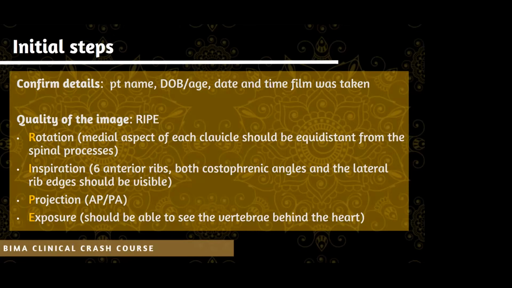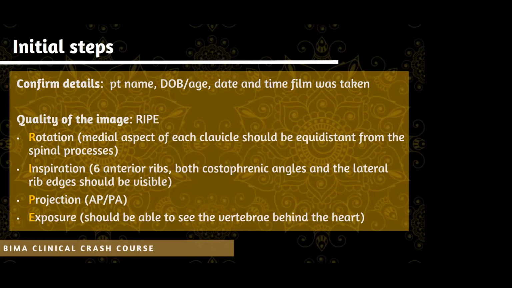If a person's taken a good breath in, you should be able to see 6 ribs anteriorly. Some people can inspire and you can see more than this, and that's quite common in things like COPD. But you want 6 anterior ribs, and you should be able to see both costophrenic angles as well as the lateral rib edges. Someone who's not inspired properly, you might not be able to see the costophrenic angles because the diaphragm hasn't quite gone low enough.